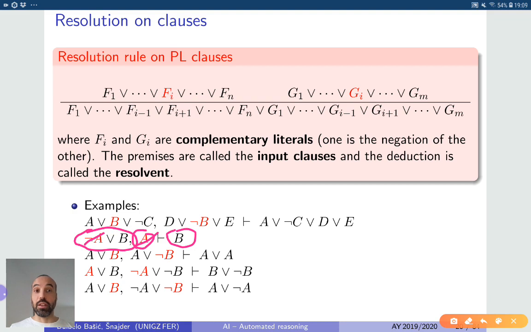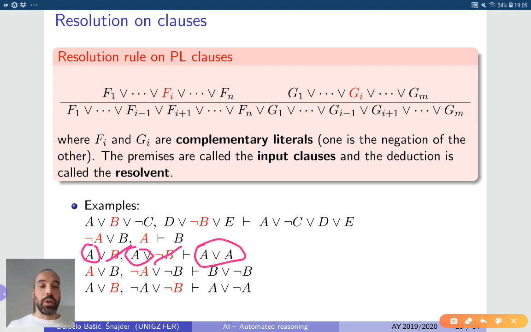By the way, notice that this is actually modus ponens, what we are doing here. Okay, the third example is an example where I'm cancelling the B literals here. I'm left with A from the first clause and A from the second, which when combined gives me A or A, which by the way is equivalent to A as per factorization equivalence.